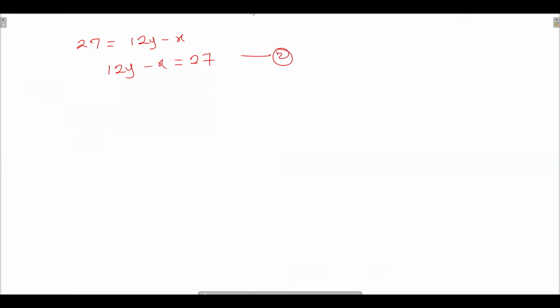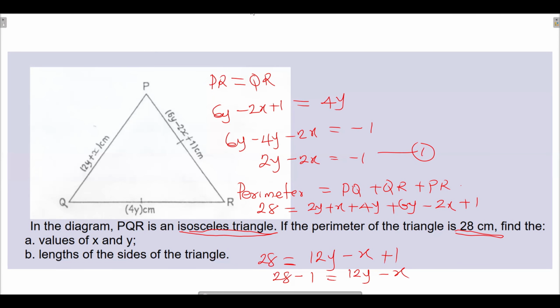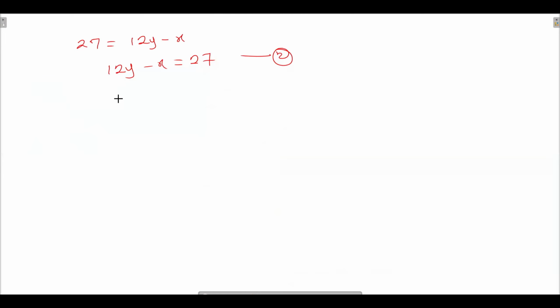Now let's solve equations 1 and 2. Equation 1 says 2y minus 2x equals minus 1. And equation 2 is saying 12y minus x equals 27. Now let's use our fastest method, which is elimination. Or if you want to use substitution here, it's easy.